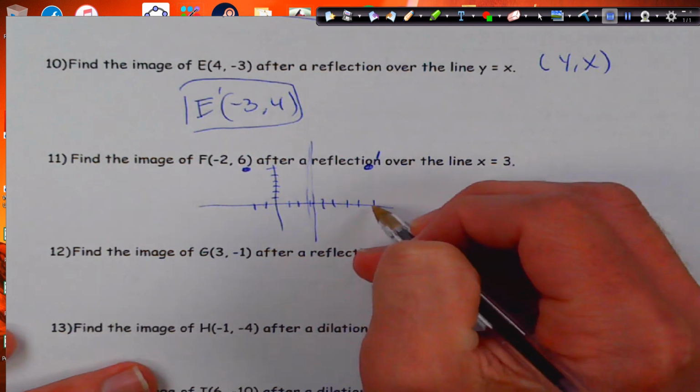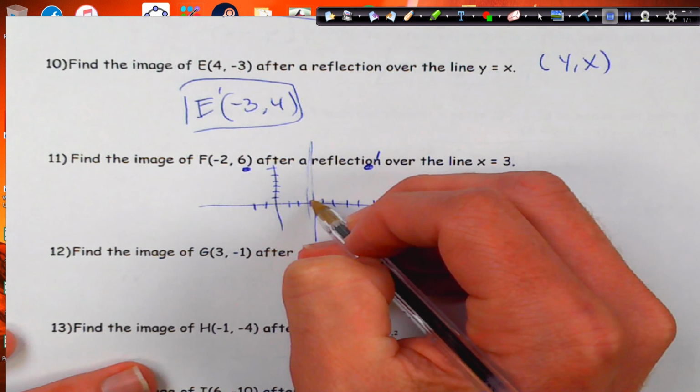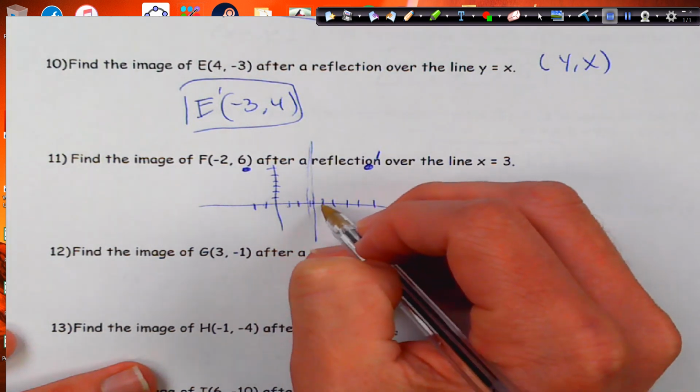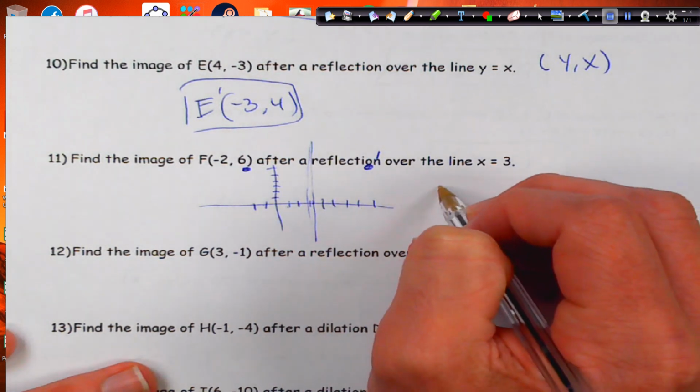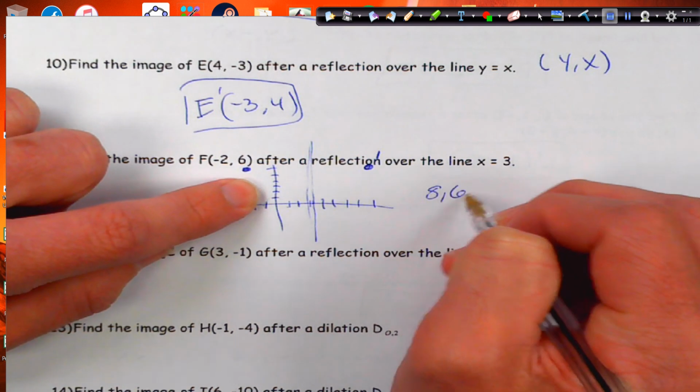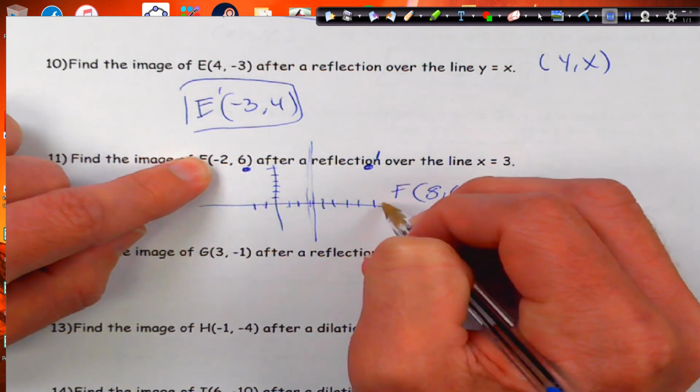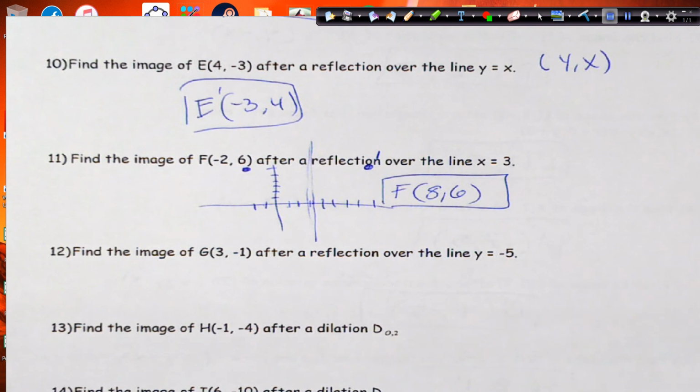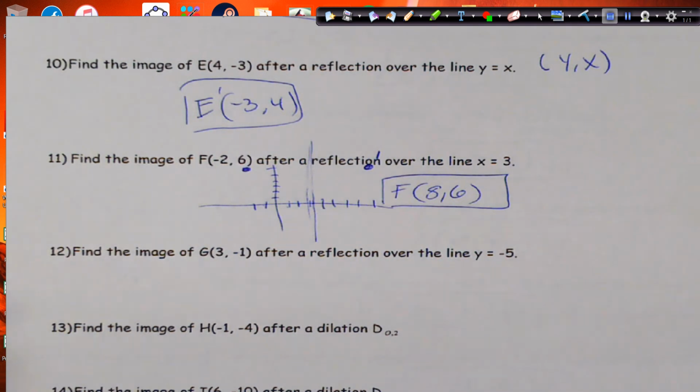And so that's at positive 8 on the x, and then it still has the same y value of 6. So knowing a rule doesn't always help. Graphing it will always help you.